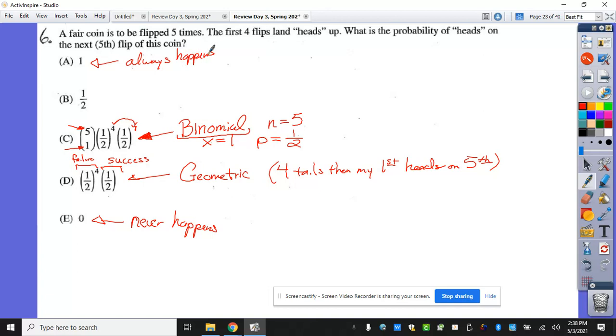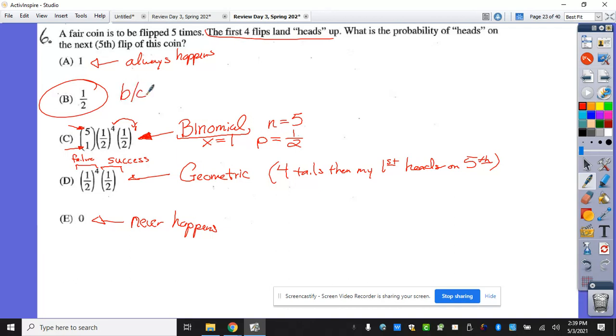Alright, so now let's actually go back to the problem. A coin is to be flipped 5 times. First 4 flips land heads up. What is the probability of heads on the 5th flip of this coin? Does it ask us to find the probability that the first 4 were heads and the 5th being heads? No. It said all of this has already happened, so it's only asking what that 5th one is.